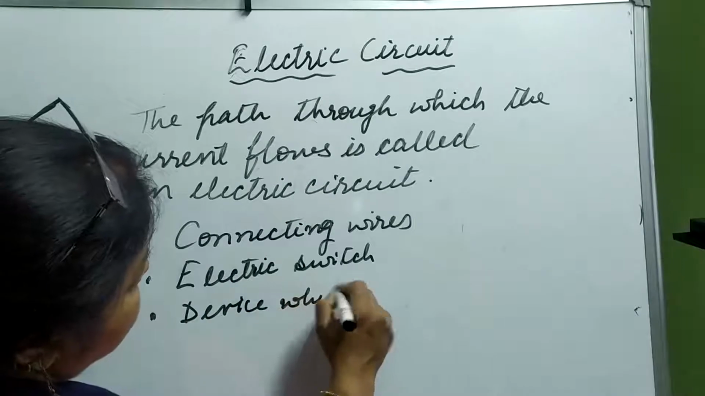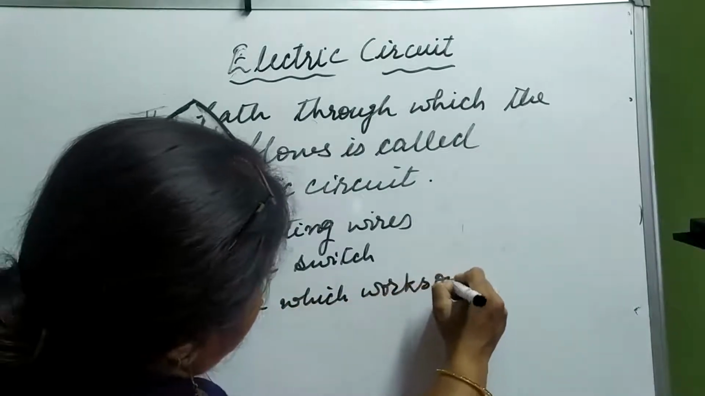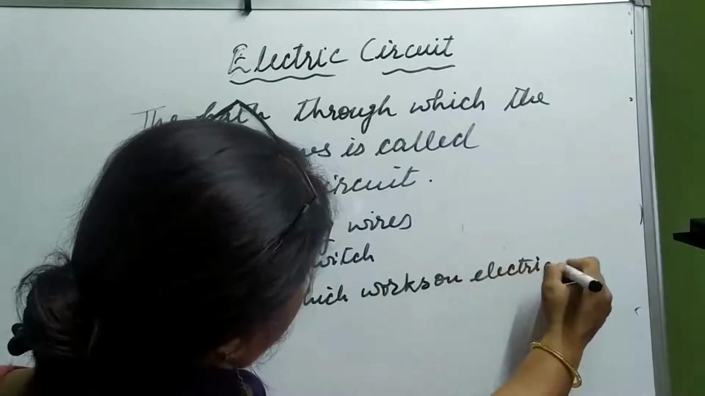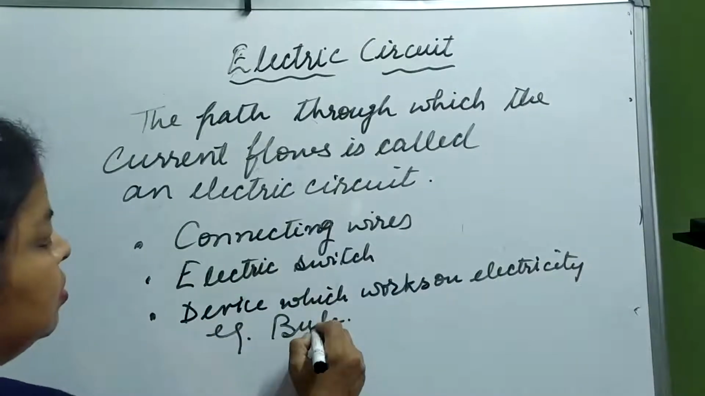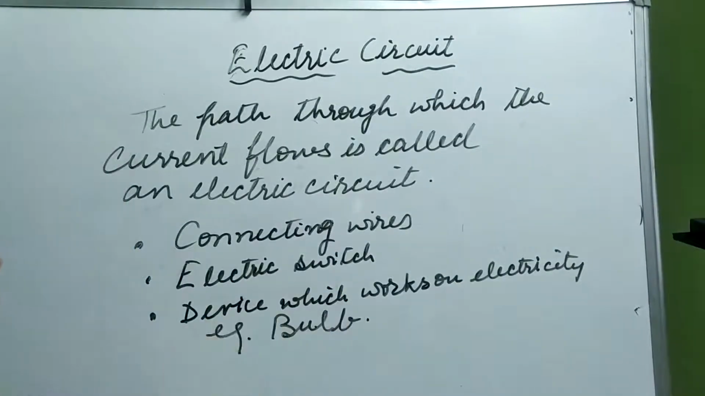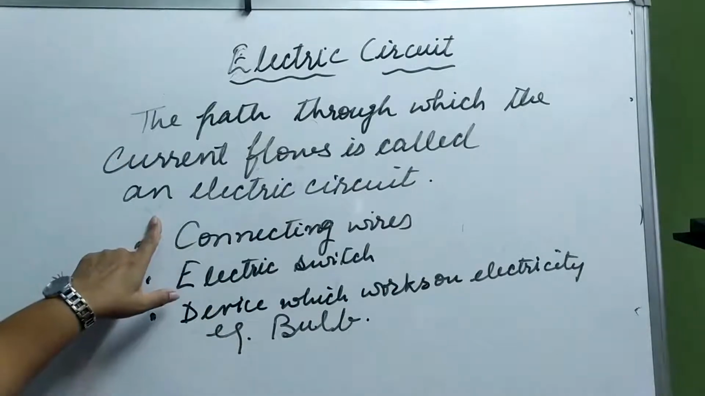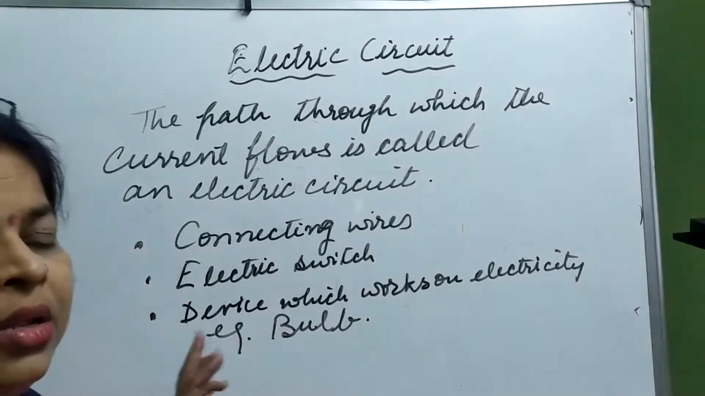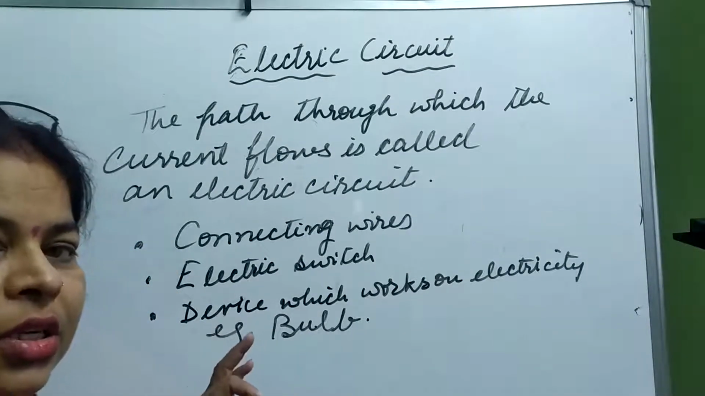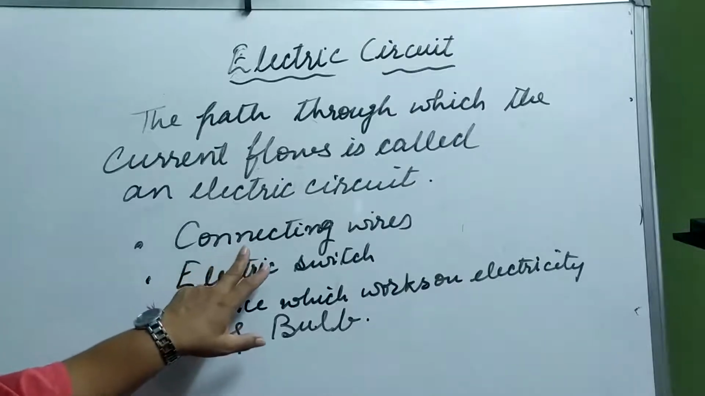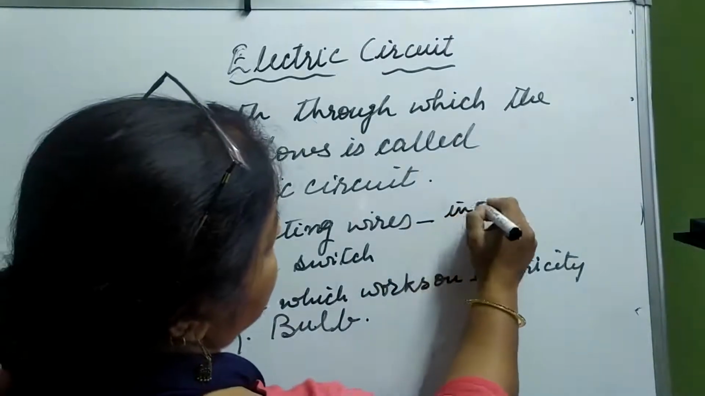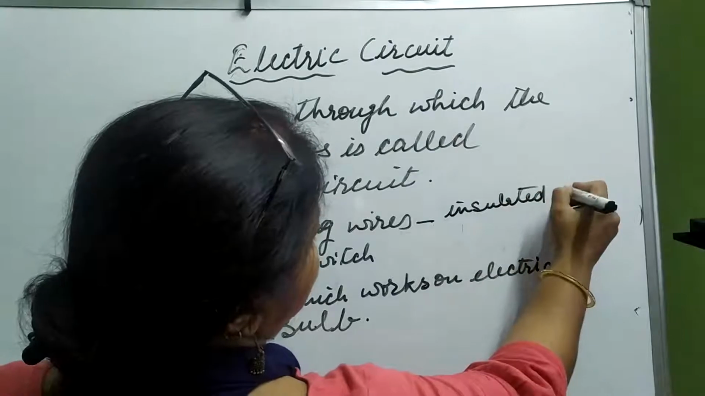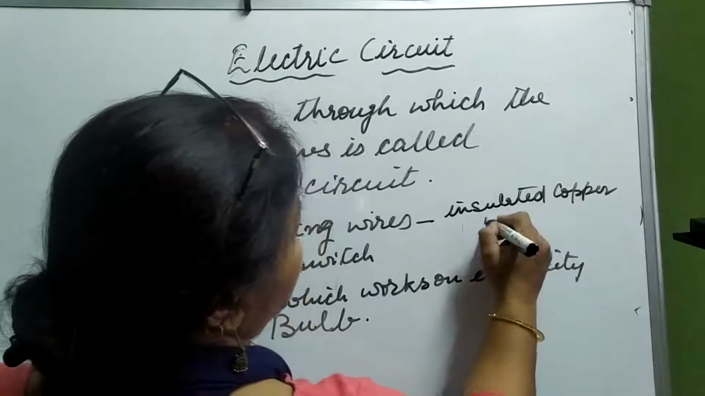Any device which works on electricity. Generally we take a bulb, for example, an electric bulb. So this is about the components of the electric circuit, what all is required in an electric circuit to be operated. So it is connecting wires. Normally they are made up of insulated copper wire.